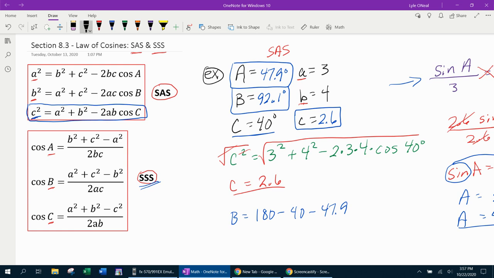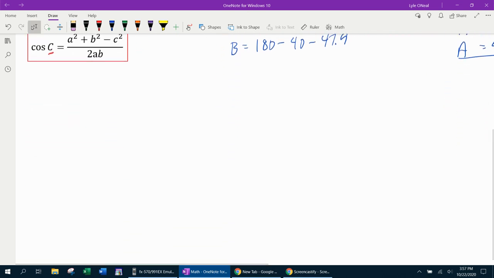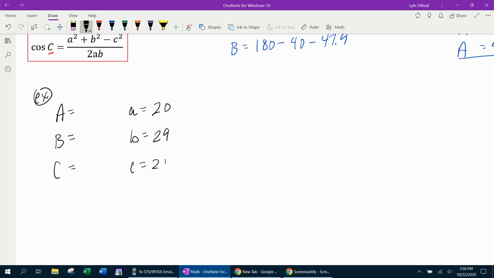Anyway, let's move on and look at another example. That one is done. We found all of the missing pieces. All right, next example. Again, with our three angles, A, B, C, and our three sides. And this time we're going to be given a is 20, b is 29, and c is 21.